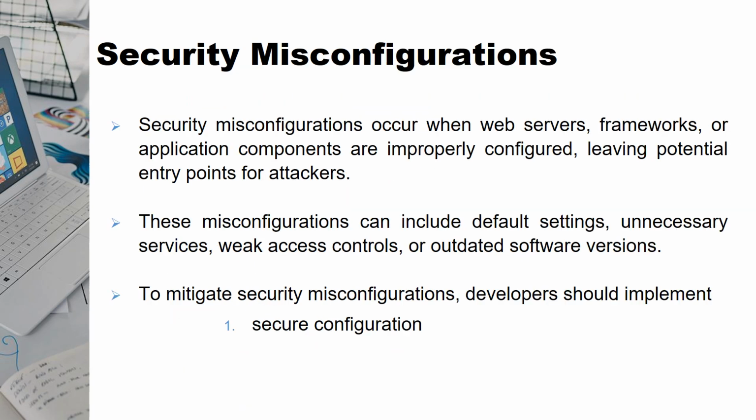Then we move on to security misconfigurations. These are mistakes in how servers or apps are set up. When web servers, frameworks, or application components are improperly configured, it leaves potential entry points for attackers. This misconfiguration can include default settings, unnecessary services, weak access controls, or outdated software versions. For example, leaving default admin passwords or enabling unnecessary services can let attackers in.